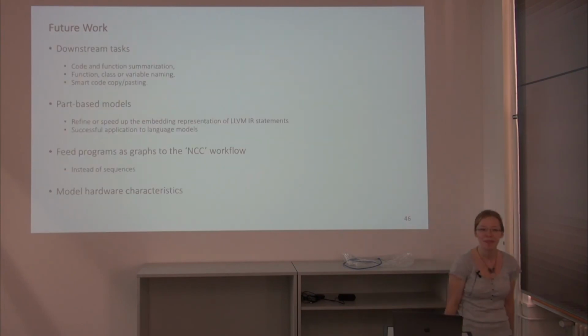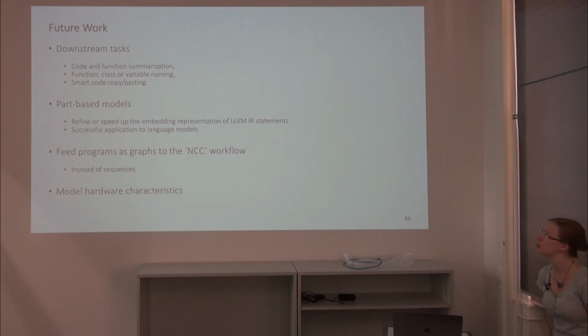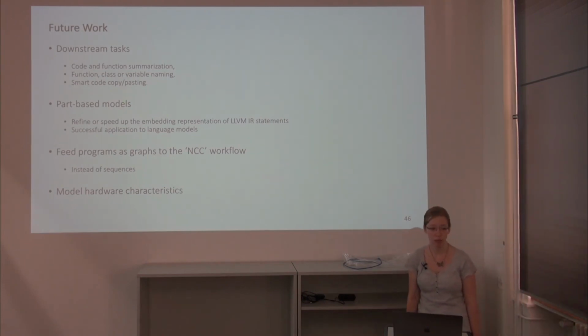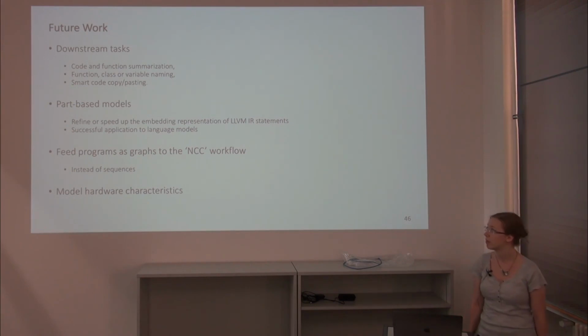I'll just end up with a few ideas of future work. So future work, one point is, well, there are more downstream tasks that could be explored. We have not done that many of them. In particular, there are downstream tasks that have more prior work than the ones we've shown. Code and function summarization is a popular one. Function, class, or variable naming is another popular one, as well as smart code copy pasting, which to my knowledge doesn't have very good results up to now.